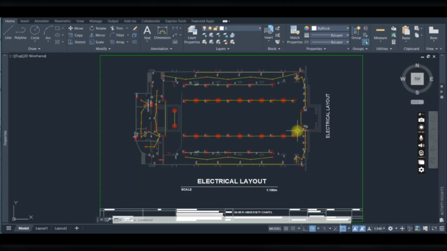Next is the electrical plan. An electrical plan is the visual and drawn description of building circuits and electrical properties. It is also known as a wiring diagram or an electrical drawing. It includes lines and symbols in a layout that represents the electrical system of a property. So this is the electrical layout of the XU Chapel based on our observations as a group.